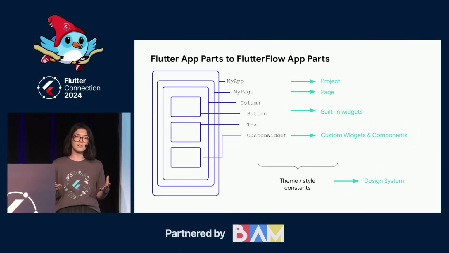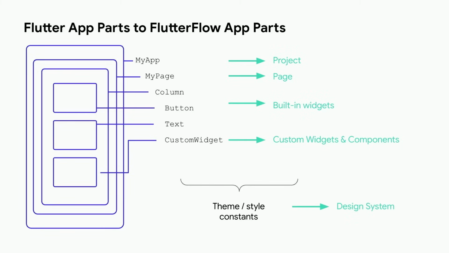So when you're working in FlutterFlow, we have really similar classes that are exposed. Instead of creating a widget called My App, you create an app by creating a new project in FlutterFlow. And when you want to create pages, you go and create a page. And then we have built-in widgets, and these are the same things that you would have access to in the material library or the Flutter framework, like buttons and texts and layout widgets.